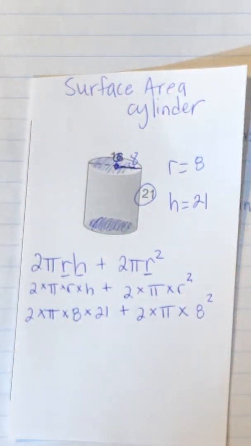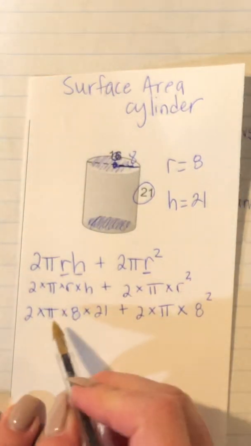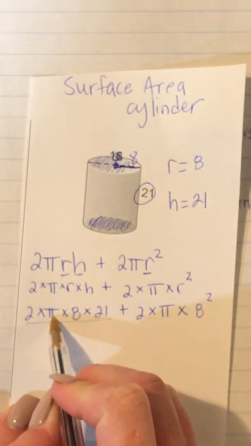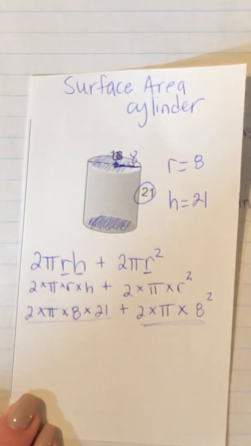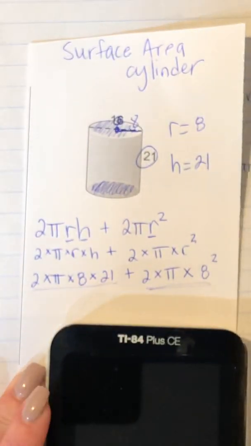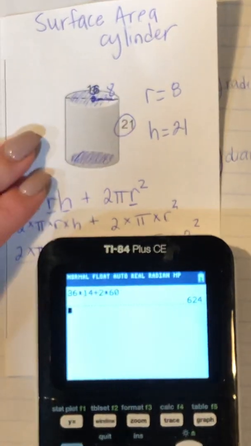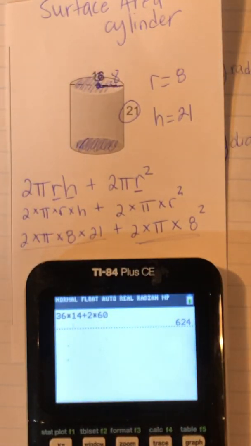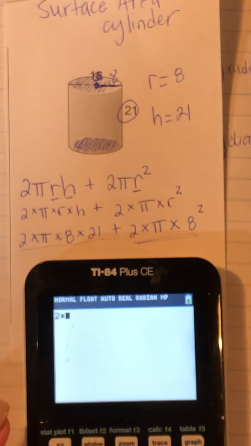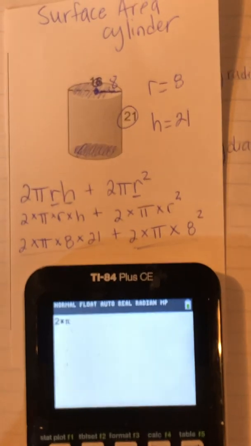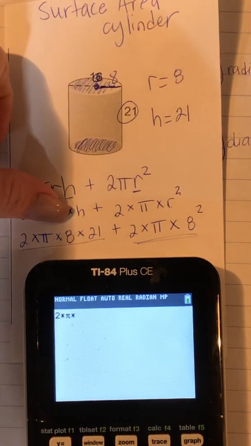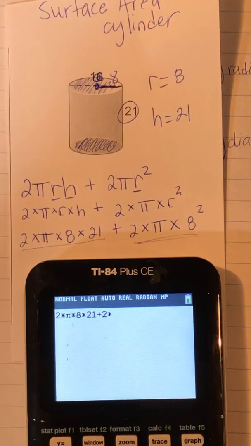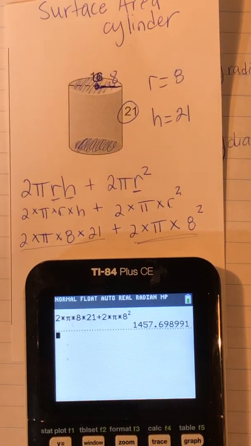Now, if you don't have your graphing calculator, the easiest way to do this is to type this side in, and instead of using a pi button, you know that pi is 3.14, and then you would type this side in and then add those two together. But if you have your calculator, it makes life so much easier. You simply come right here and type it in just how you see. So I have 2 times pi times 8 times 21 plus 2 times pi times 8 squared. And that's my answer.